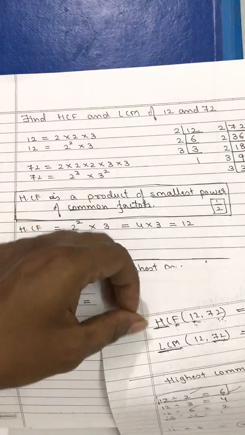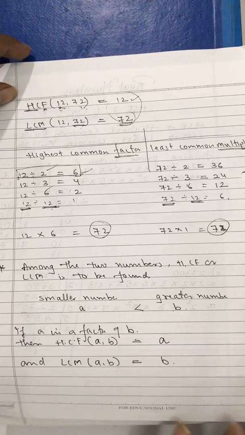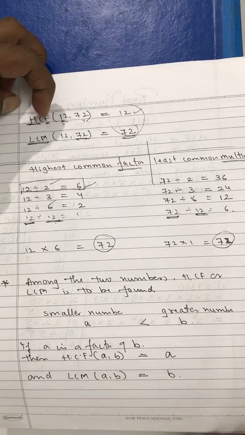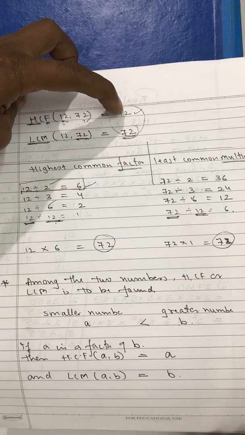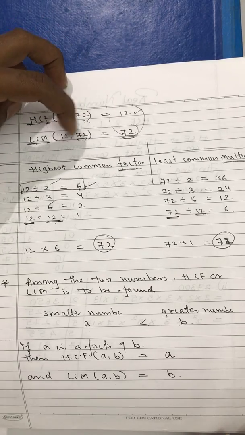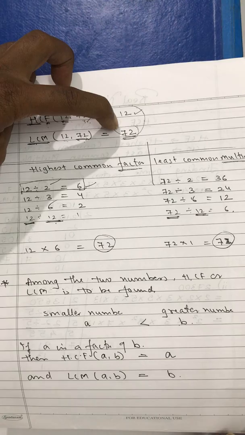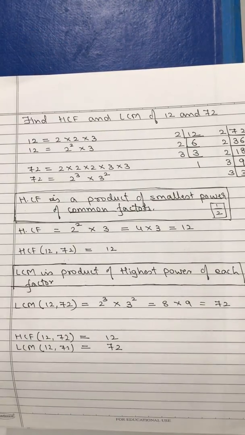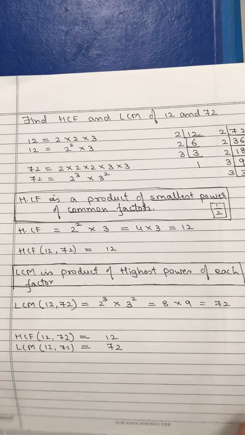The smaller number is completely dividing the greater number. So the HCF of 12 and 72 is 12, and the LCM of 12 and 72 is 72. So this is one topic. We have first understood how to find the factors of the given numbers, and then we have understood how to find the HCF and LCM by the basic arithmetic method. We can take a few more examples of this and then we can go to the next step.